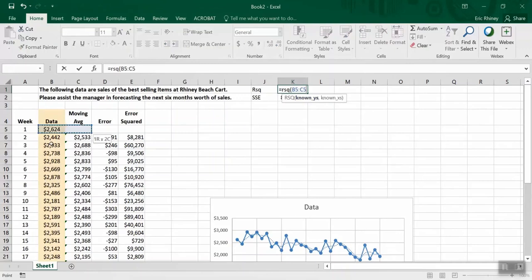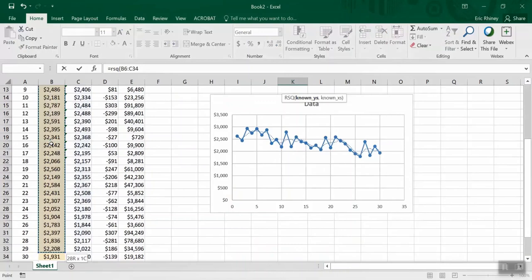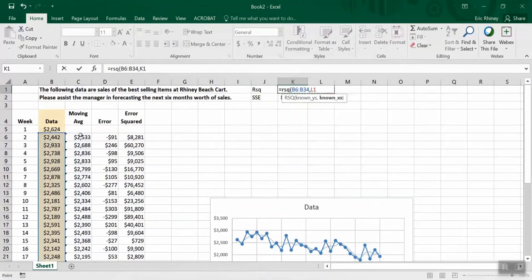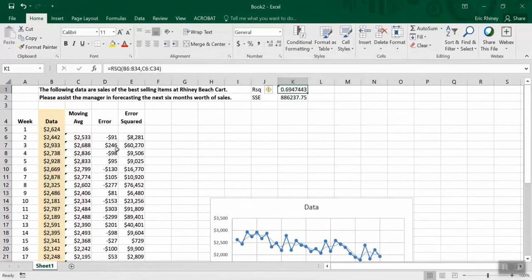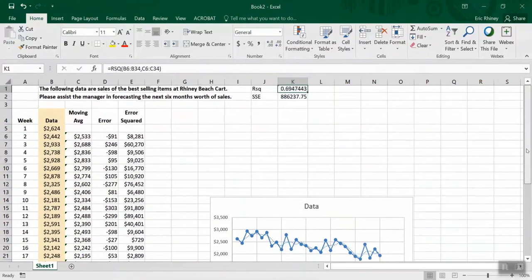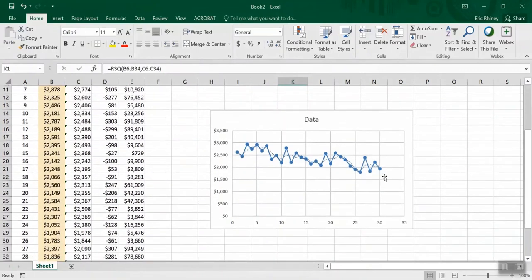And actually, right now, I'm not going to include this first one since I don't have a first occurrence. I'm sorry, we need just the y's first. So let's do that. Put a comma, and then our x's, let's put in this side. And hit OK. And we can see that our R squared here is almost 69.5%.